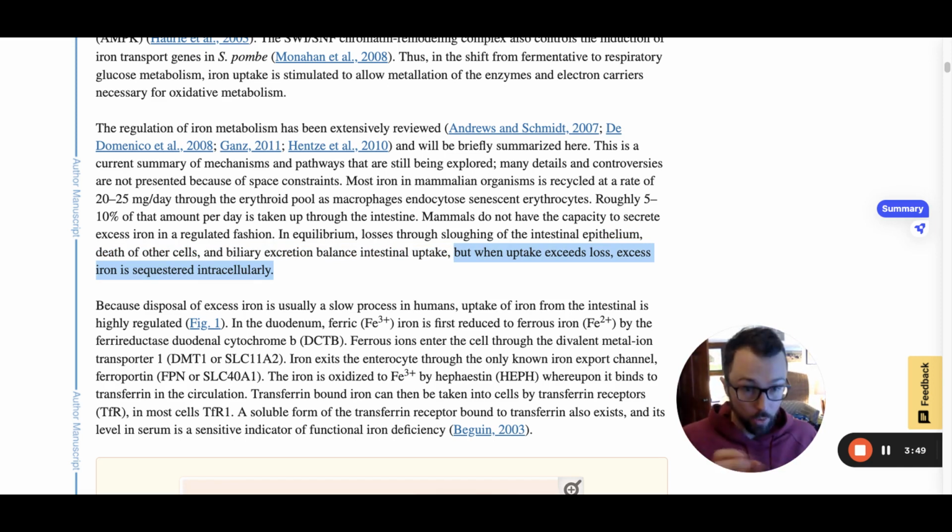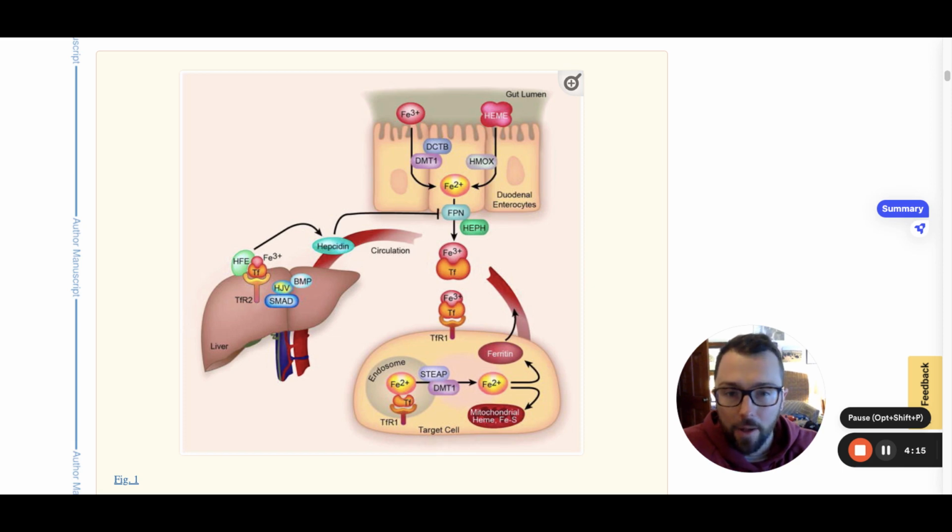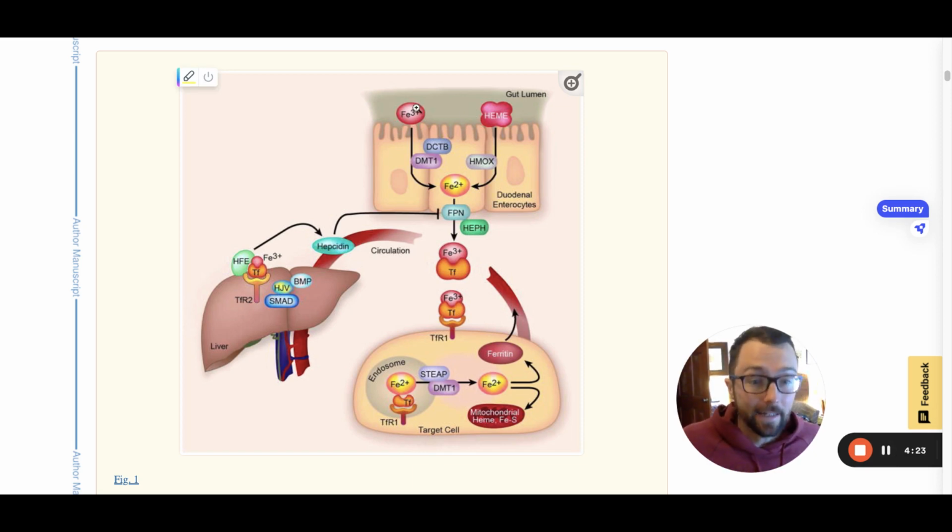Sequestered means pushed in or taken in intracellular into cells. And the paper goes on to outline and diagram exactly what's going on with all the specific enzymes as well. So from the gut lumen, we're eating things containing iron. That iron reacts with specific proteins, which allows for it to enter circulation, where the liver is able to read that, release the proteins necessary to properly move and circulate iron around, where it is headed to its target cell, whatever cell it may be going to do what it needs to do.